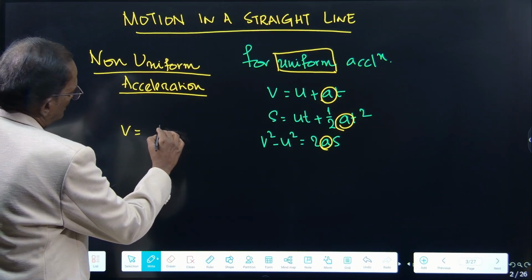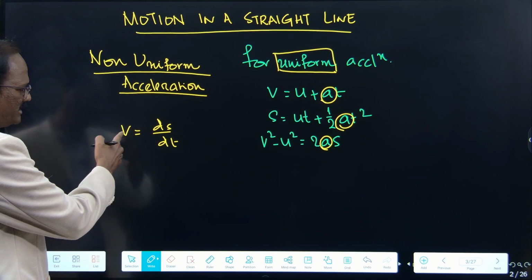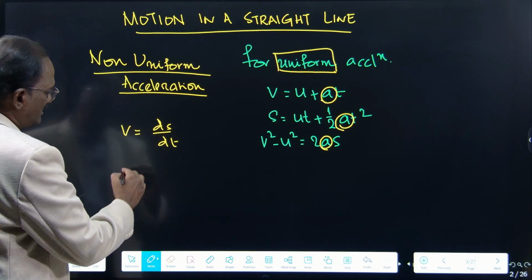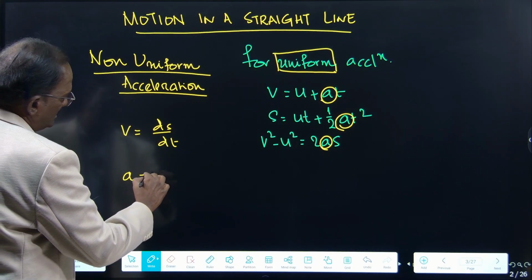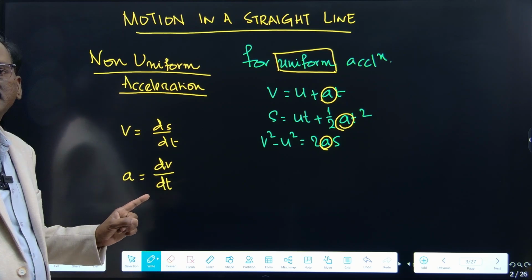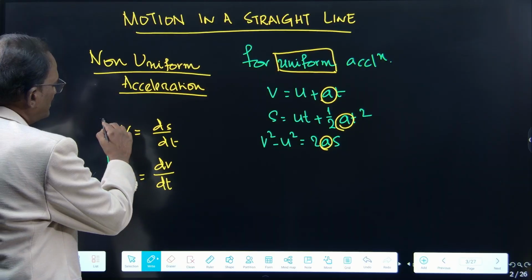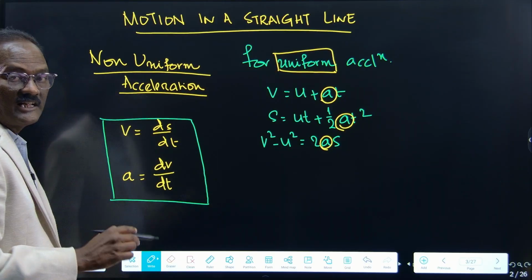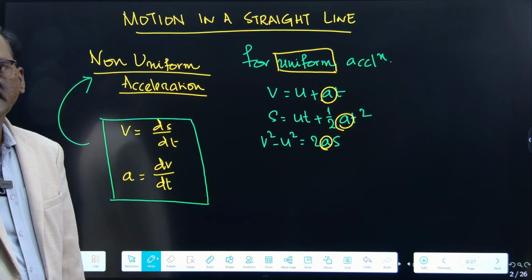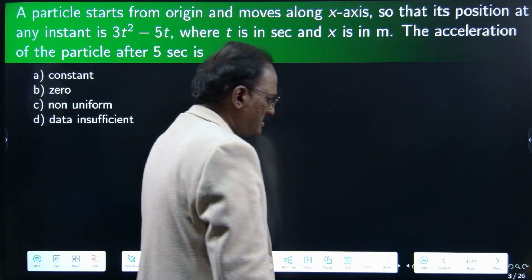v is equal to ds by dt. Velocity is equal to time rate of change of distance or displacement, right? Then a is equal to dv by dt. Acceleration is equal to time rate of change of velocity. These are the two equations we will need regularly to solve the problems if non-uniform acceleration is given. So let me go into the contents one by one.